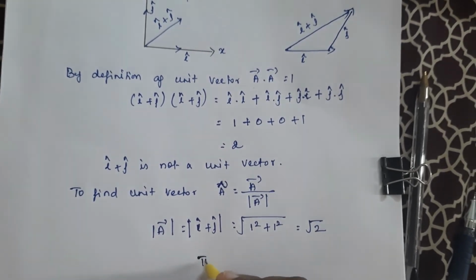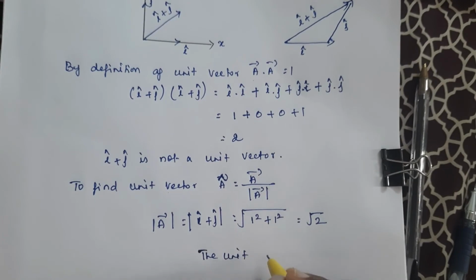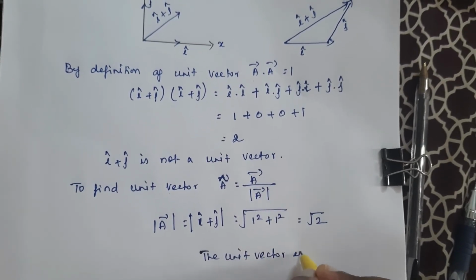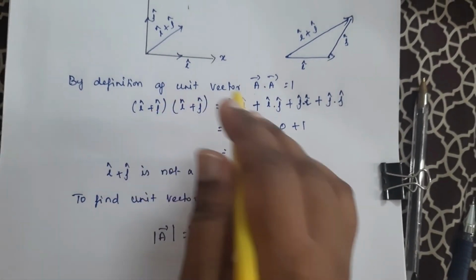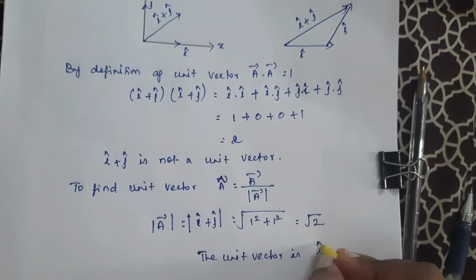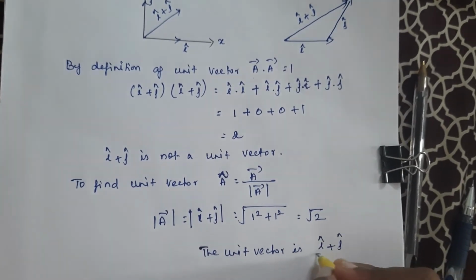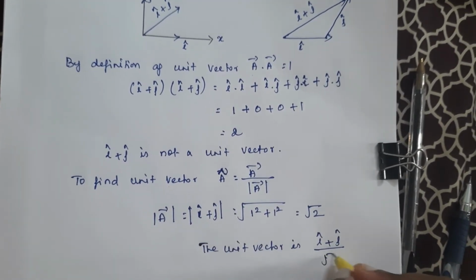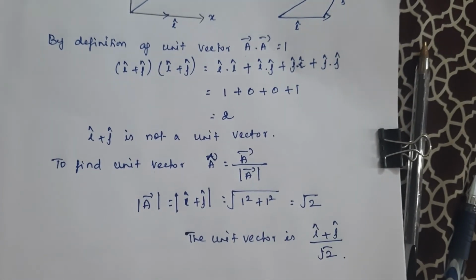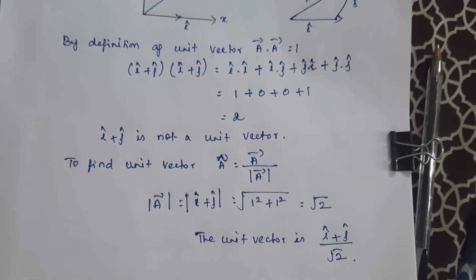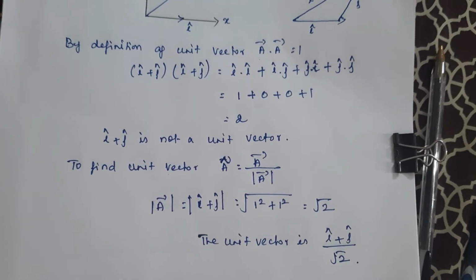So here I can write the unit vector. A vector is i vector plus j vector, divided by the modulus of the vector, which is root 2. So we are getting the answer as i vector plus j vector divided by root 2.